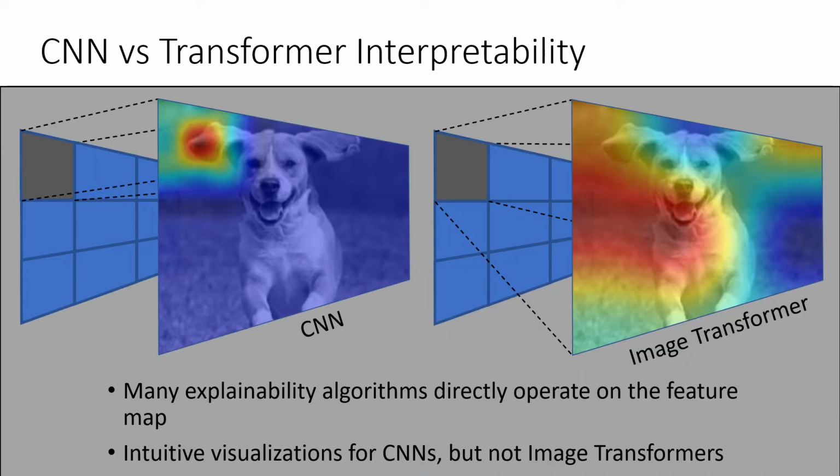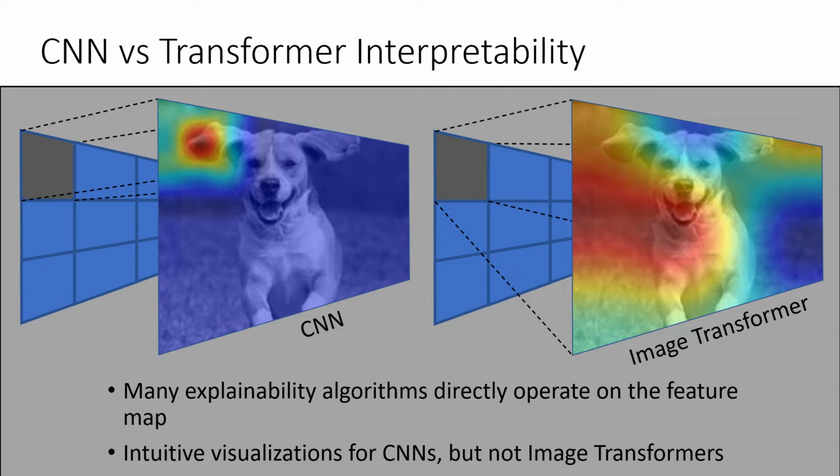For CNNs, many explainability algorithms take as input the intermediate feature maps that are generated by the network. Due to the local support of the convolution and pooling operations, the source of information in each spatial feature can be directly mapped back to the corresponding location in the input image, which allows for generating intuitive visualizations. This is illustrated in the example here on the left.